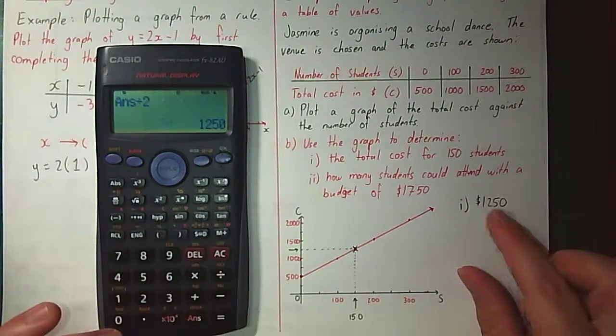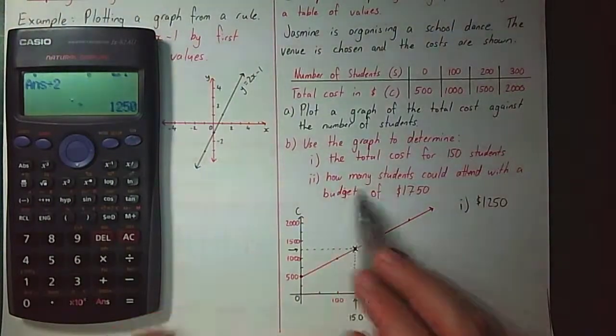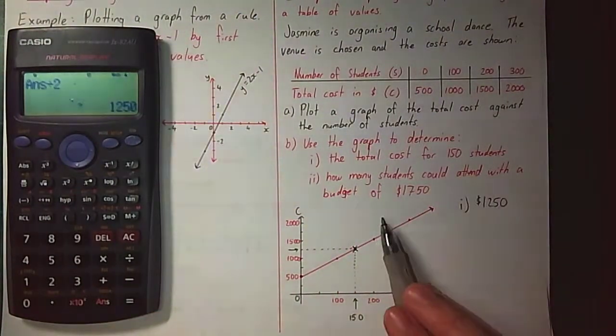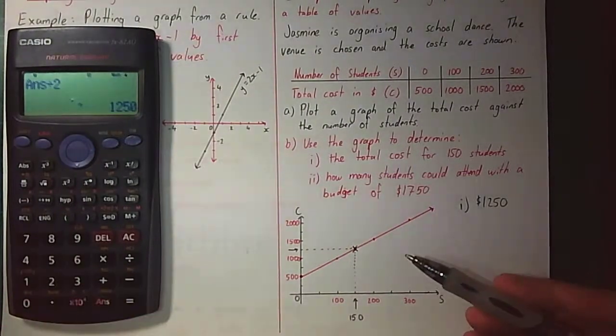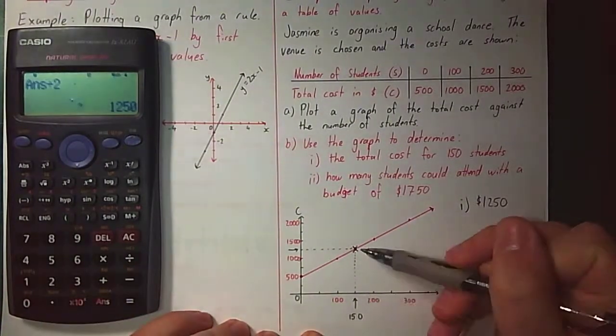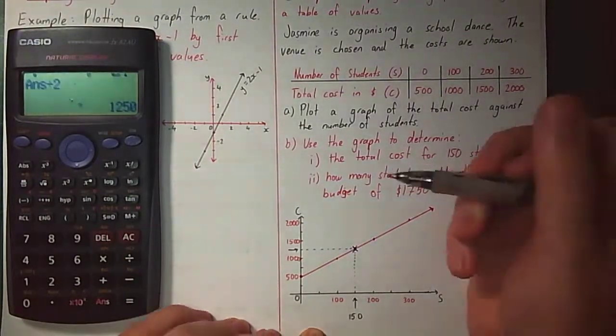As long as you get to this value, you've done it correctly. Next, we've got part 2. How many students could attend with a budget of $1,750? This is the opposite of what we did. So we started with the number of students, went up and across. We're going to start with the cost and go across and down.